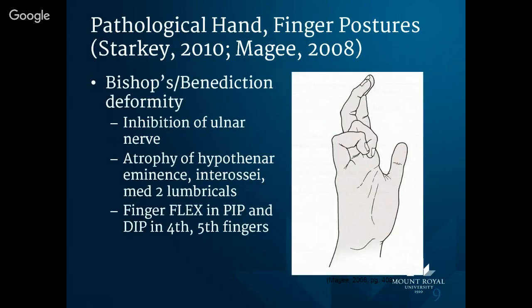Bishop's or benediction deformity results from an entrapment and inhibition of the ulnar nerve. As a result, the hypothenar eminence, interossei, and medial two lumbricals atrophy. When this happens, the interphalangeal joints of the fourth and fifth fingers are stuck in a flexed position.